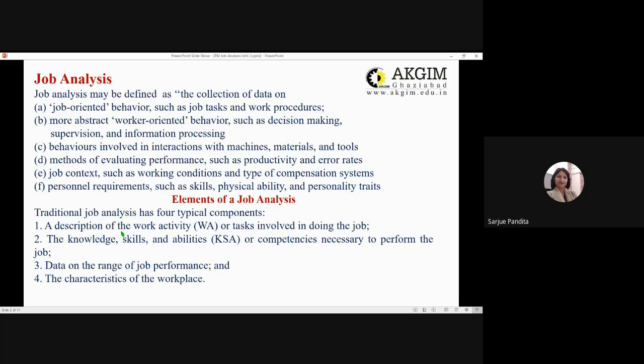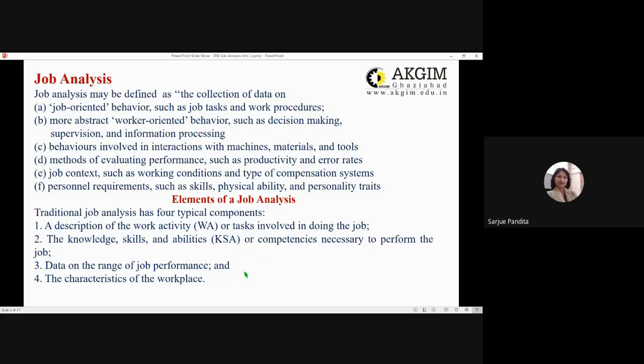So the description of every task, which involves work activity, has to be a component of the job analysis. Then the knowledge, skills, and abilities or competencies necessary to perform the job. Every task, which is the unit of a job, has its own requirements of knowledge, skills, and abilities which must be possessed by the employee for performing that particular task.